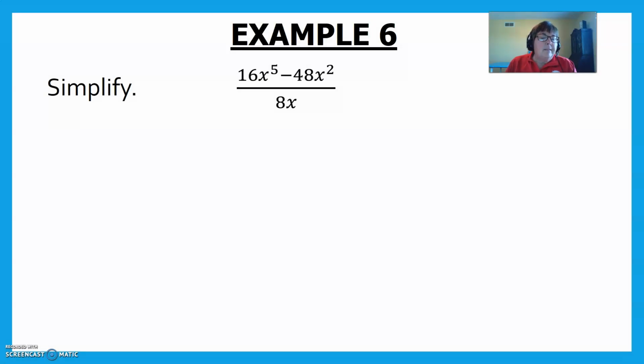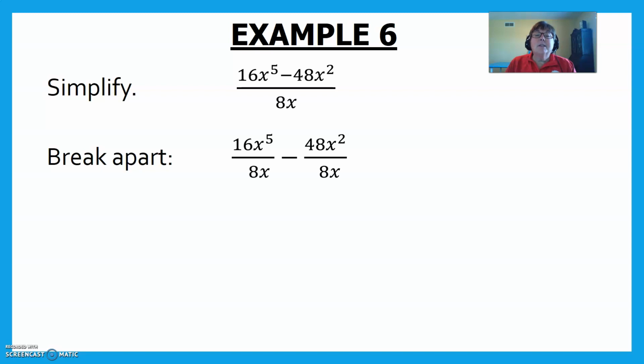And our last example is 16x to the 5th minus 48x squared divided by 8x. So I'm going to break it apart, I'm going to rewrite, I'm going to simplify. So I break apart. I get 16x to the 5th divided by 8x minus 48x squared divided by 8x. That's subtraction, so that stays subtraction.